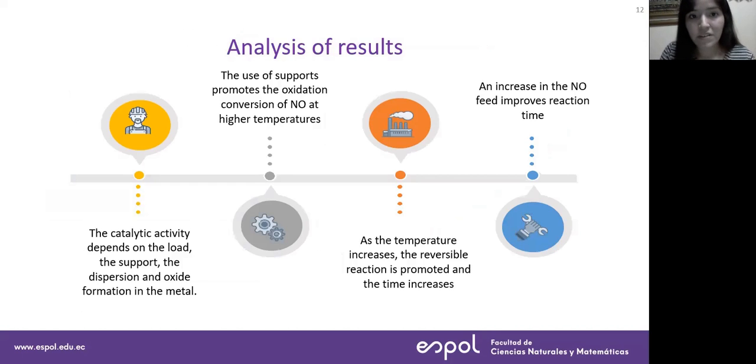Now, based on other studies, we got that the use of supports is very efficient to promote the oxidation of nitric oxide, but at temperatures that are higher than the ones that we have worked with in this study. And the parametric study helps us to determine the optimal operating conditions. As the temperature increases, the reversible reaction is promoted and the time increases too. This means that the conversion of nitric oxide into nitrogen dioxide is lower. And the increase of nitric oxide at the beginning of our system can help us to improve the reaction time.